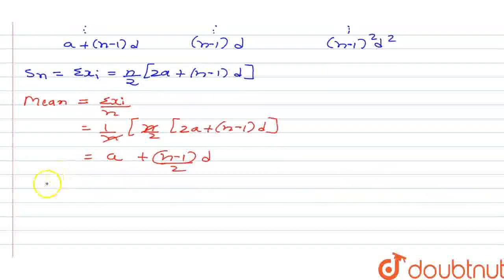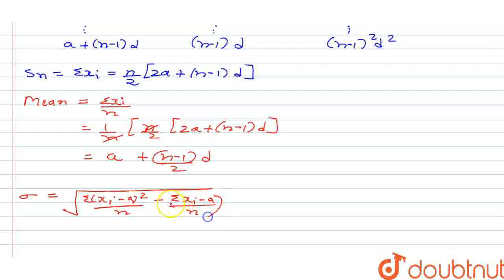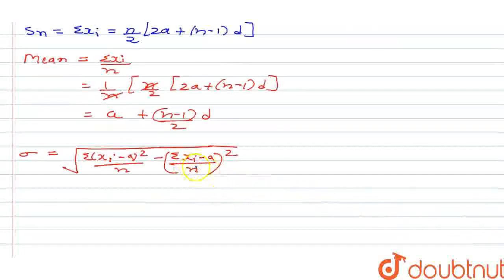First of all, let's write the standard deviation formula: sigma is equal to the square root of sigma (xi minus a) whole square upon n, minus (sigma (xi minus a) upon n) whole square. So this is the formula of standard deviation. For that we first have to simplify both terms, sigma (xi minus a) whole square and sigma (xi minus a). So first of all, let's go for the first one.